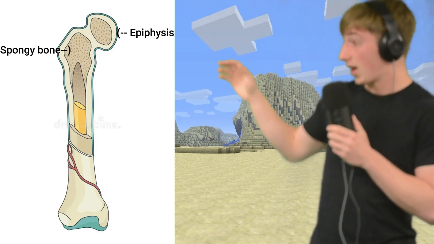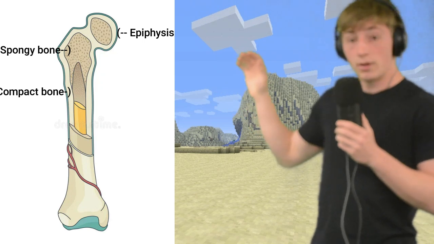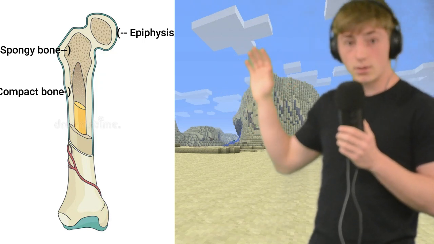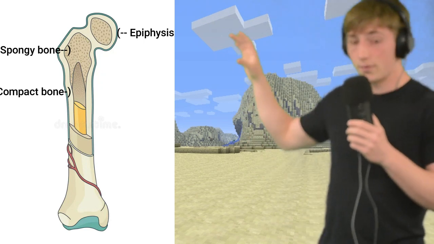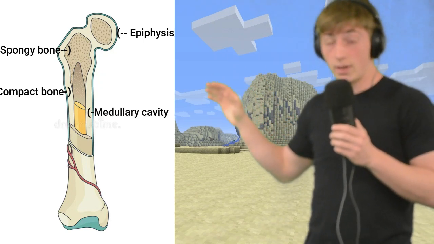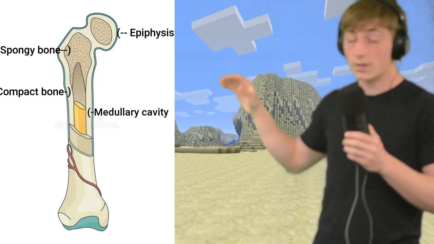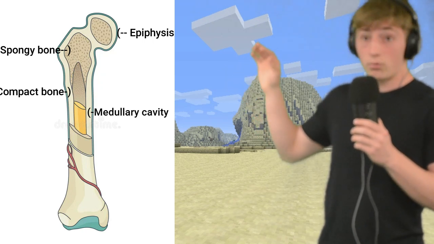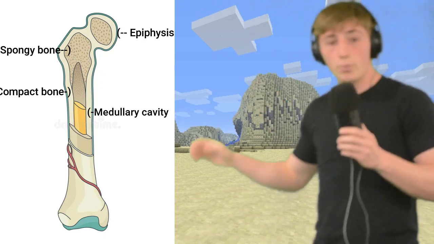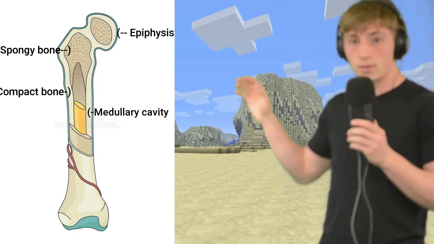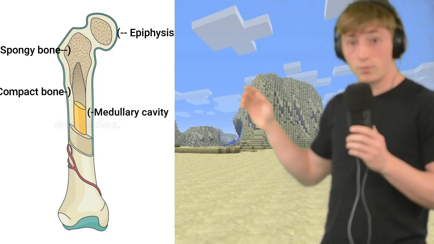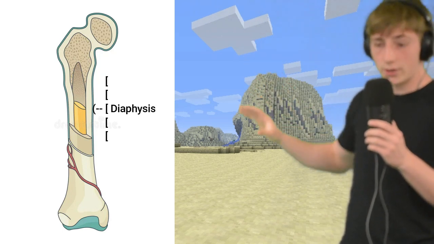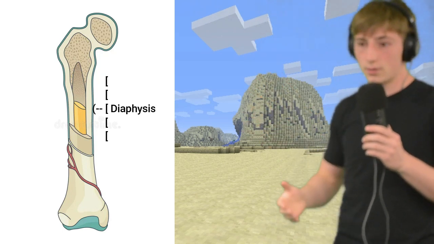The next part of our diagram is the compact bone. The compact bone is what gives our bones our strength and allows them to protect us from outside forces. Inside of the very middle of the bone is the medullary cavity, containing our yellow bone marrow for adults and red bone marrow for children. Fun fact, as an adult, your red bone marrow will move up into your spongy bone. The red bone marrow is responsible for creating red blood cells, while the yellow bone marrow is responsible for holding fat. The last term is the diaphysis. This is the middle section of the bone containing everything I've just talked about.